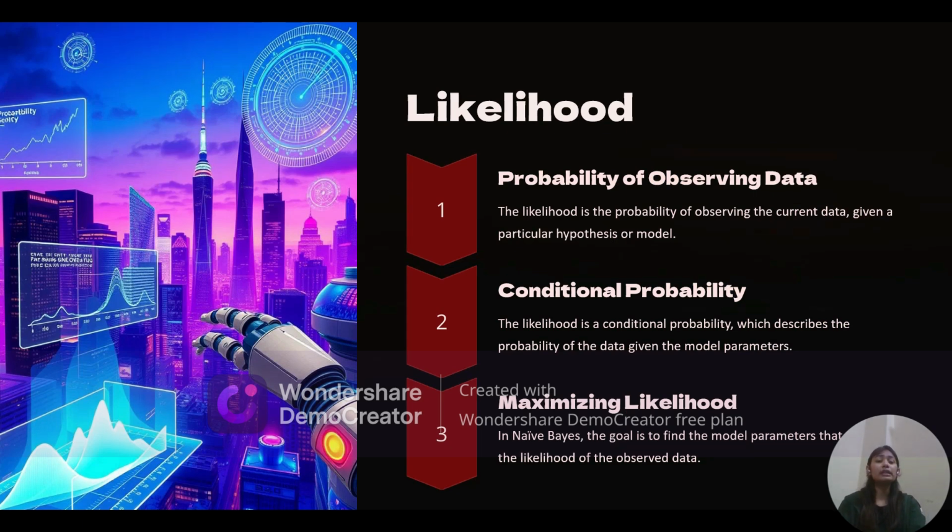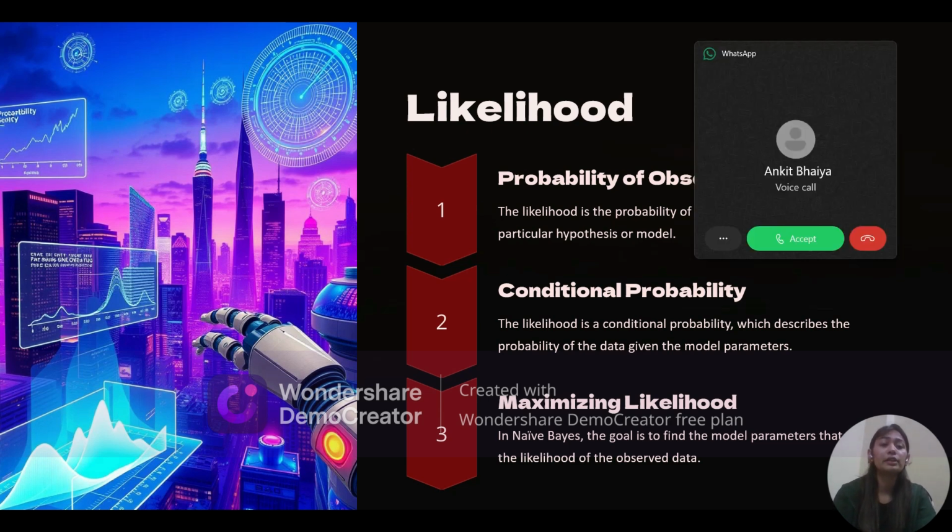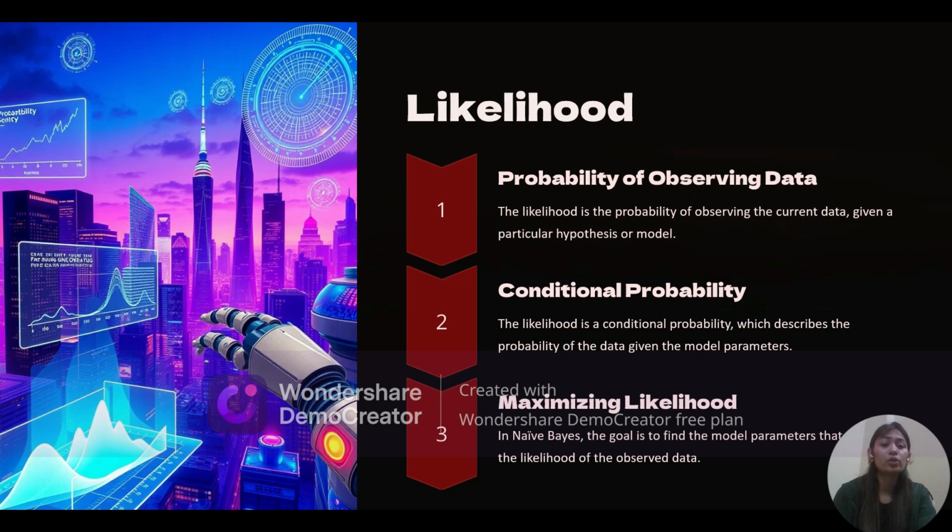Likelihood. There are three steps here. Probability of observing data: the likelihood is the probability of observing the current data given a particular hypothesis or model. Conditional probability: the likelihood is a conditional probability, which describes the probability of the data given the model parameters. Maximizing likelihood: in Naive Bayes, the goal is to find the model parameters that maximize the likelihood of the observed data.